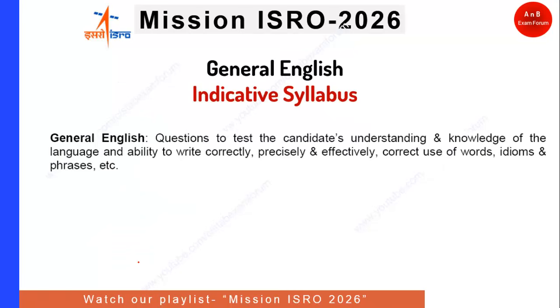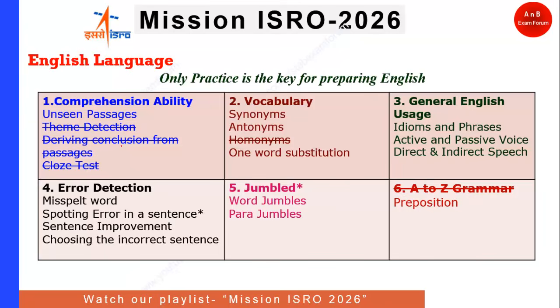Coming to the indicative syllabus that they have mentioned, you can read it: questions to test whether the candidate is able to understand the language and the ability to write correctly, precisely and effectively, correct use of words, idioms and phrases, etc. So etc. means it is open ended, so they can ask you anything. Regarding that syllabus, we have categorized it into 6 parts.